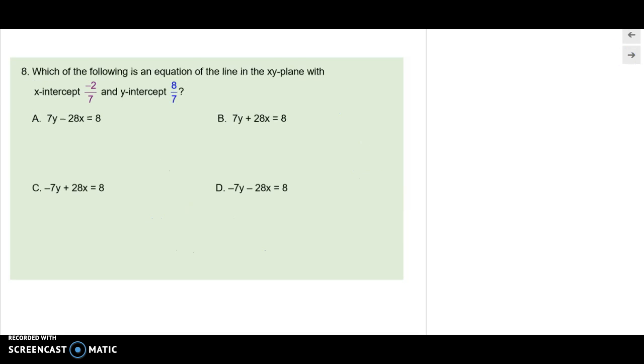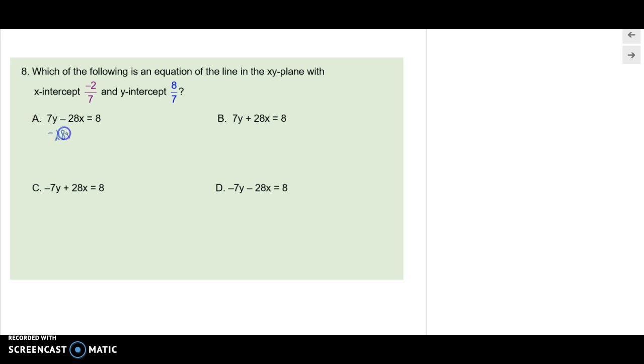Which of the following is an equation of the line in the xy plane with an x-intercept of negative 2/7 and a y-intercept of 8/7? So again, to find an x-intercept, I'm setting y equal to 0. So looking at my choices here, by taking y equal to 0, these are the equations I'm left with.